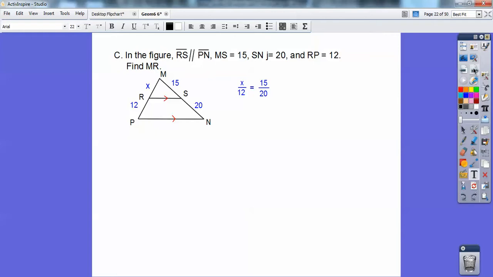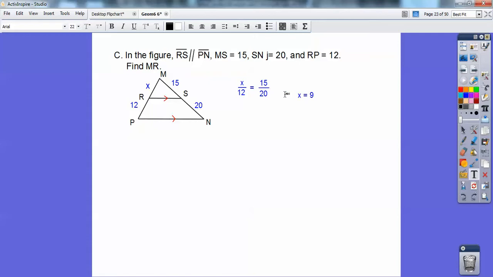There you go. Cross multiply, you get 20x equals 12 times 15. And when you divide 12 times 15 by 20, my book says it's equal to 9. And I make mistakes all the time, you guys. My students correct me daily on my mistakes. So check, make sure I made it equal 9.